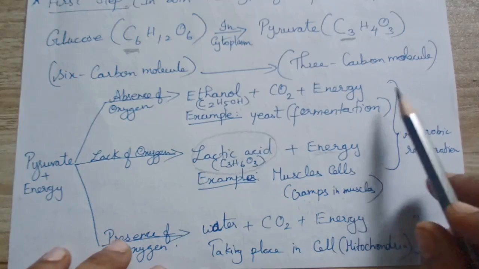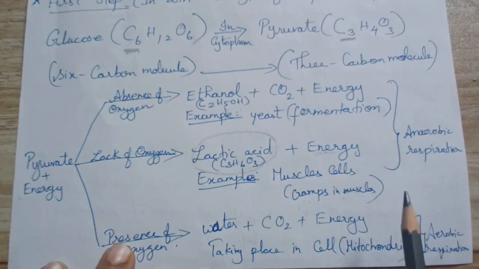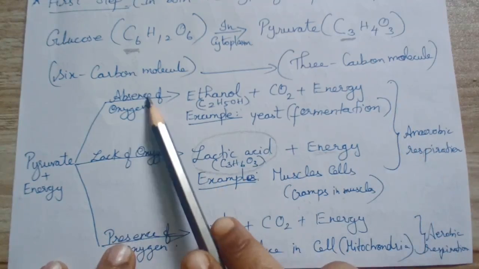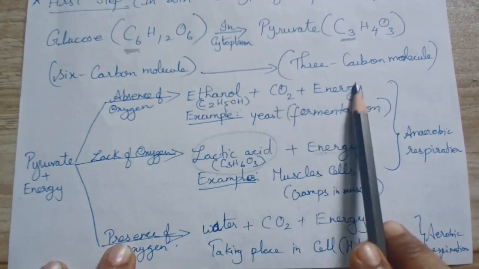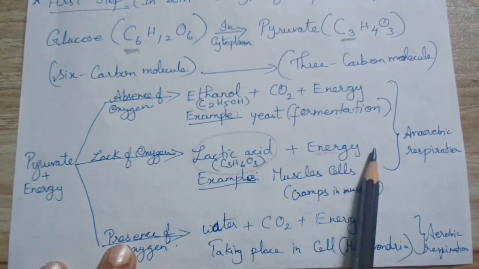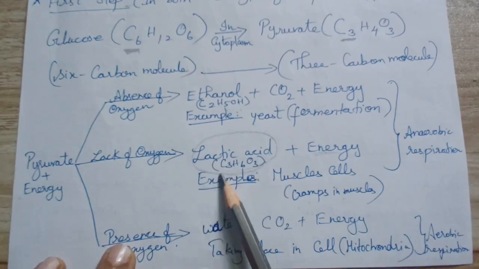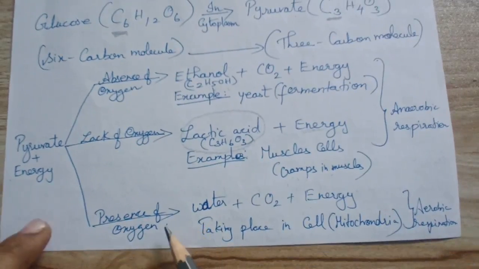So these are the two types of anaerobic respiration. Okay, in the absence of oxygen, you will get alcohol plus carbon dioxide plus energy. In the lack of oxygen, you will get lactic acid plus energy. Okay, lactic acid formula is C3H6O6.